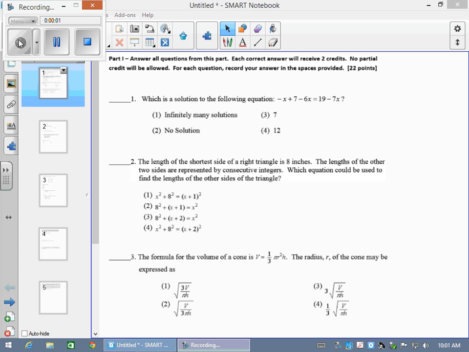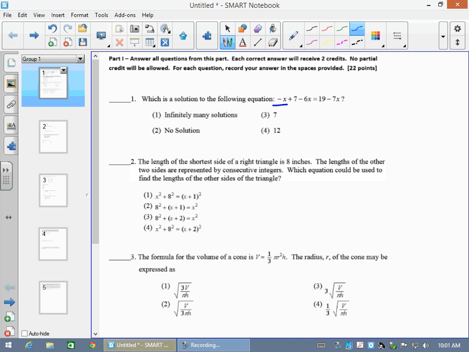Question 1, which is a solution to the following equation. What you have to do is try to solve for x. If you look at the left-hand side of the equation, negative x and negative 6x are like terms. If you add them together, you get negative 7x plus 7 equals 19 minus 7x. If you try to find your x terms by adding 7x to both sides, they cancel out on both sides of the equation.